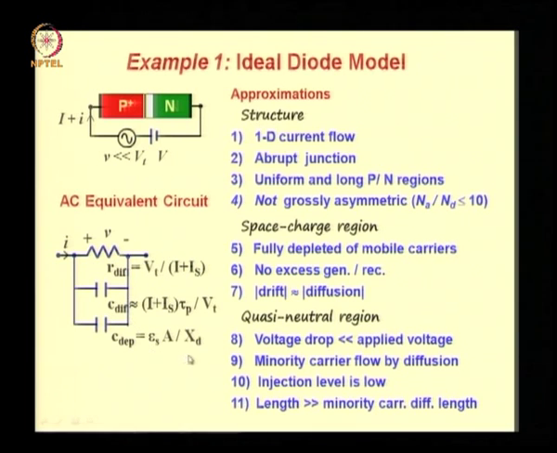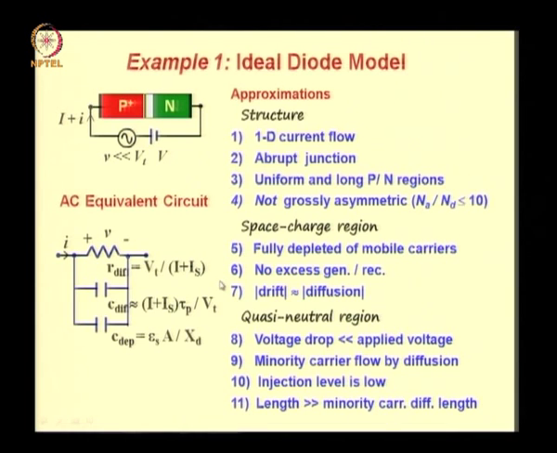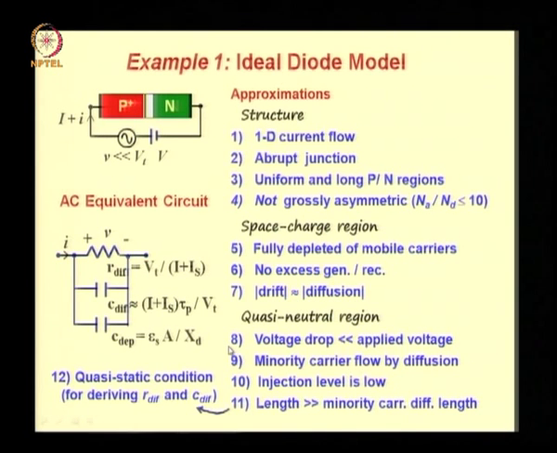Now you see the expressions here are independent of frequency. You must have encountered these expressions in your first level course. So you know that these expressions are based on a very important approximation, namely the quasi-static approximation. So the conditions are assumed to be quasi-static for deriving the diffusion resistance and the diffusion capacitance. If this quasi-static assumption is not made, then the diffusion resistance and diffusion capacitance would become a function of frequency.